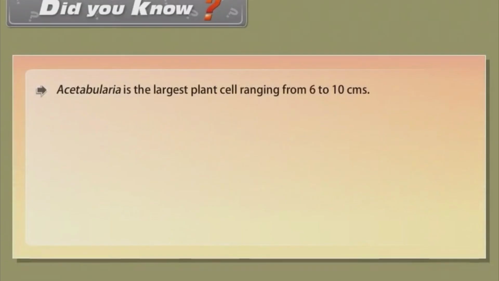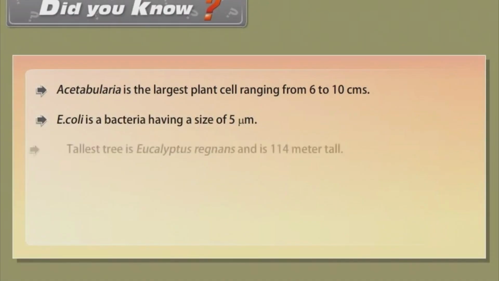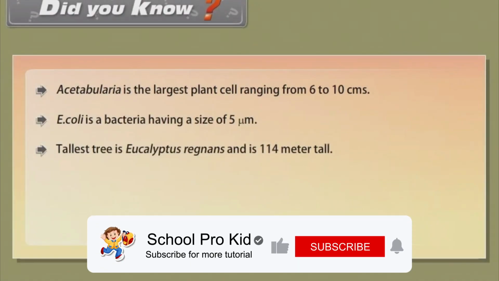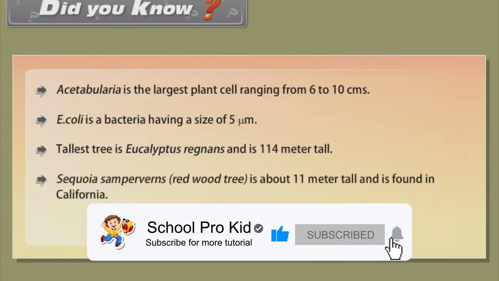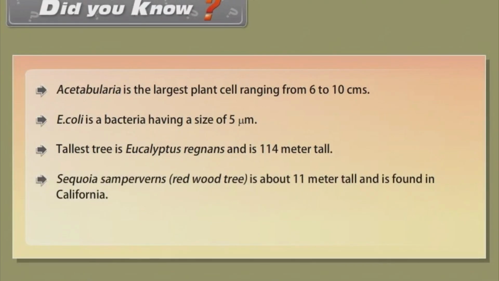Did you know? Acetabularia is the largest plant cell, ranging from 6 to 10 centimeters. E. coli is a bacteria having a size of 5 μm. Tallest tree is Eucalyptus regnans and is 114 meters tall. Sequoia sempervirens, redwood tree, is about 11 meters tall and is found in California. Elephant is the largest land animal.